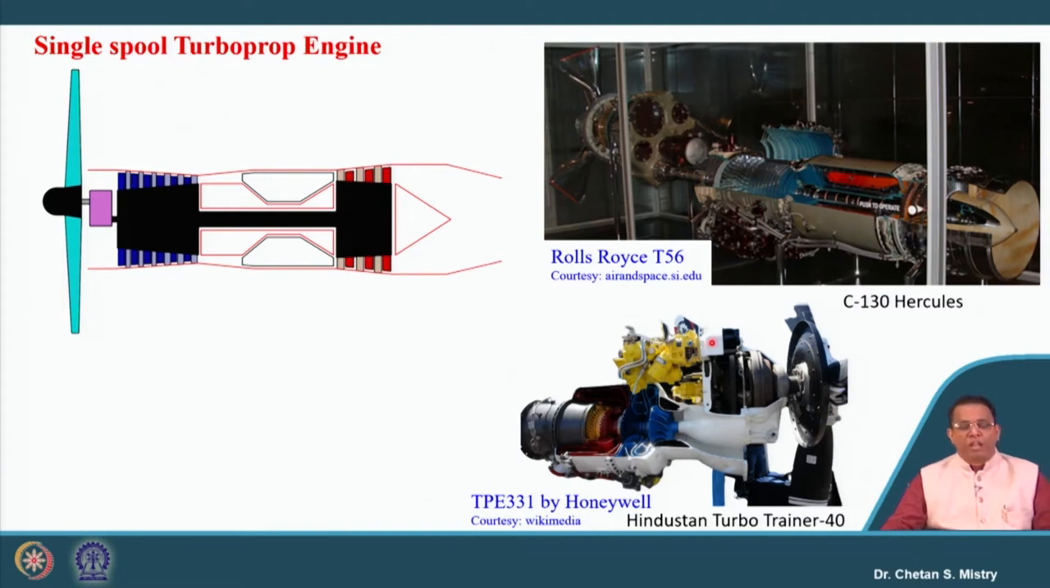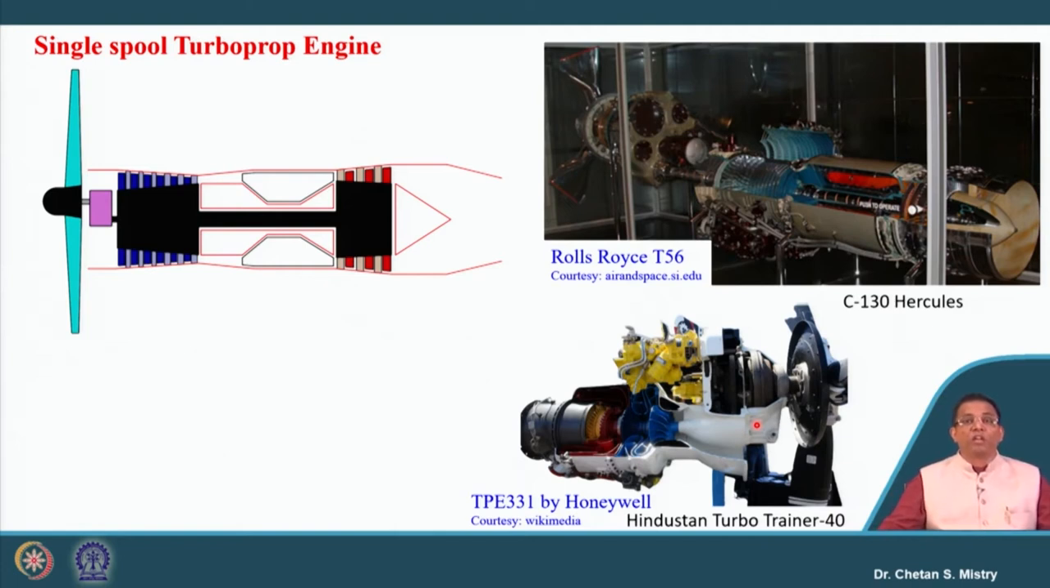In line with that, there are many engines. Suppose we look at the TPE-331, developed by Honeywell. Here, we have two centrifugal compressors, followed by a reverse-flow annular combustor. Then we have turbines, and this turbine is connected to the shaft using the gearbox, and that rotates our propeller. Mainly for the Hindustan Turbo Trainer 40, this engine has been used.